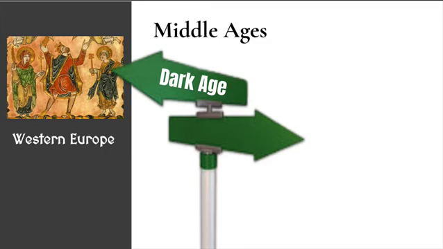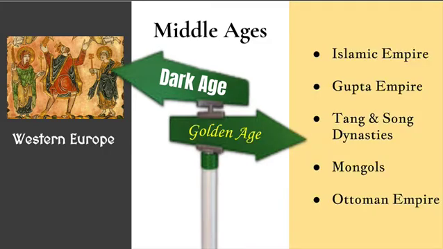However, very different story in other parts of the world. In other parts of the world, this is absolutely a golden age, a period of great cultural and scientific achievement. So some of the places we looked at were the Islamic Empire again in the Middle East, the Gupta Empire in India, the Tang and Song dynasties in China, the Mongol Empire, which extends through the majority of Asia and into Europe, and finally the Ottoman Empire, which is again centered in the Middle East, but covers three different continents.